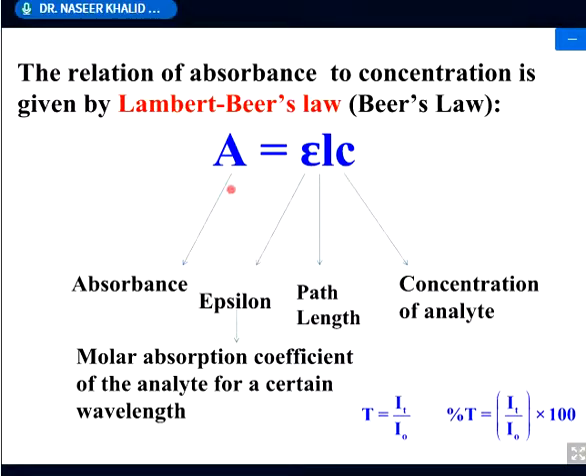A is equal to epsilon LC, where A is the absorbance, epsilon is the Greek letter, L is the path length, and C is the concentration. So epsilon is the molar coefficient. So this is the very simple Beer-Lambert law, or simply Beer law.